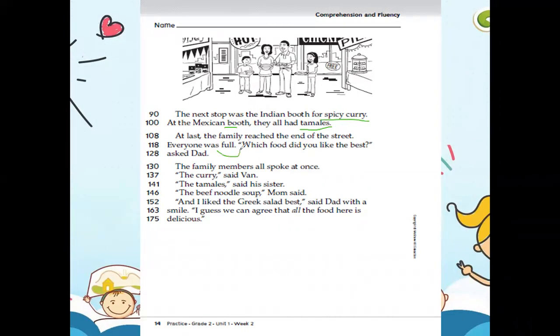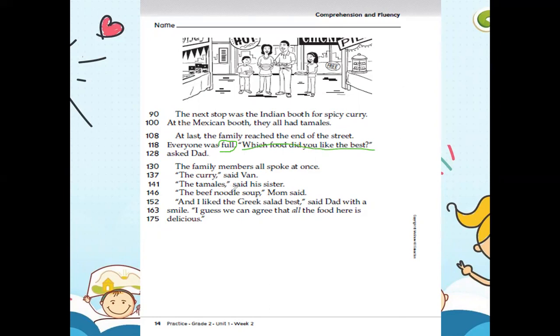Everyone was full. What's the meaning of full? They ate many things and they can't eat anything more. "Which food did you like the best?" asked Dad. The family members all spoke at once.